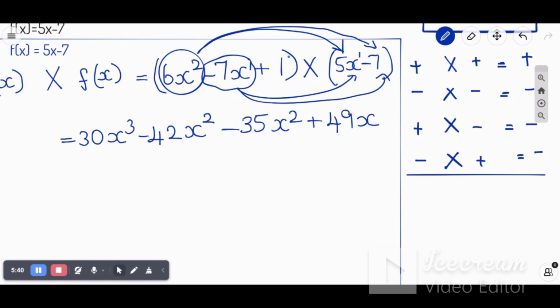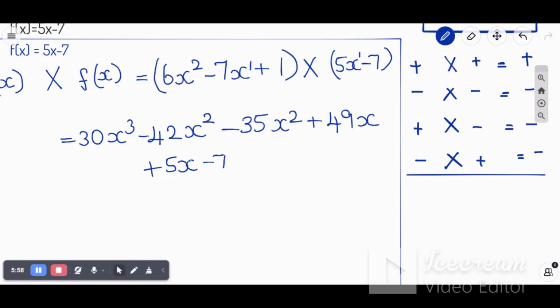Now what you have to do? You are left with plus 1. So do you know what happens if you multiply plus 1 with this term? Nothing different. You will have to write this term as such, because 1 into anything is the same term. So just directly write your plus 5x minus 7, which is same as multiplying your first term with this 5x. So 1 times 5x is 5x. 1 times minus 7 is minus 7.